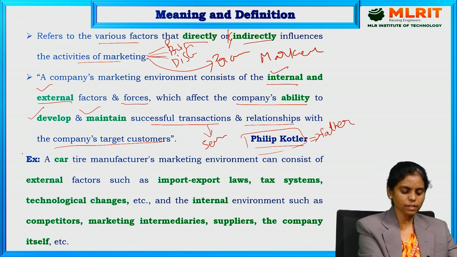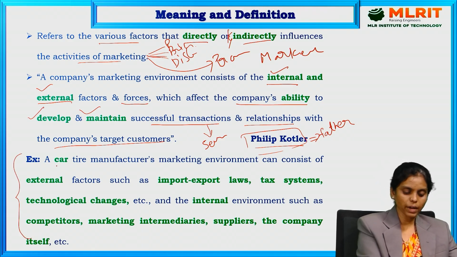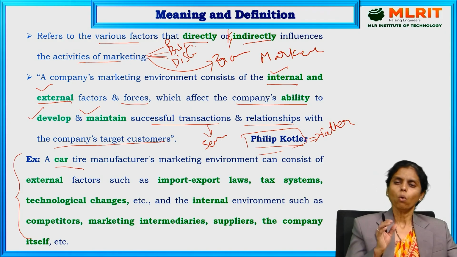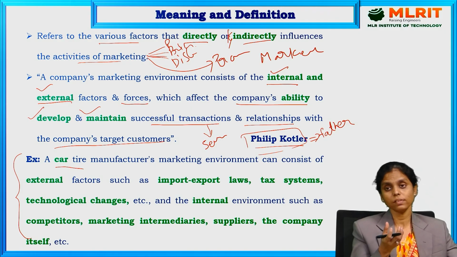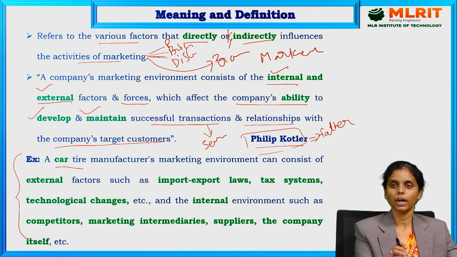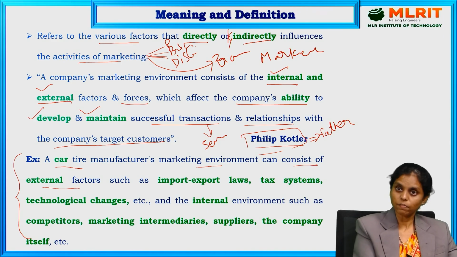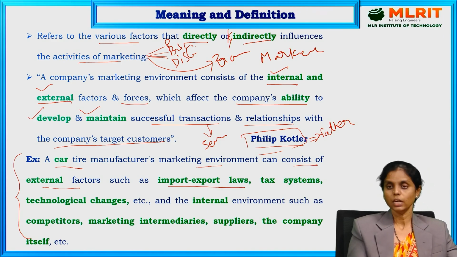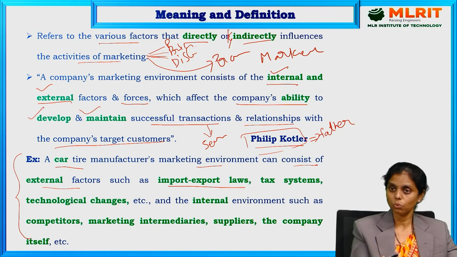Now let us have an example: we have a car tire manufacturing unit. What model, how do we need to design it? What should be the price of that product? Like a car tire, how will we decide that? A tire manufacturer's marketing environment can consist of external factors like import and export laws. Is the manufacturer allowed to sell the product to other countries? Is he able to import any other raw material required? Depending upon that, the design of that product will change, the material used for that product will change.